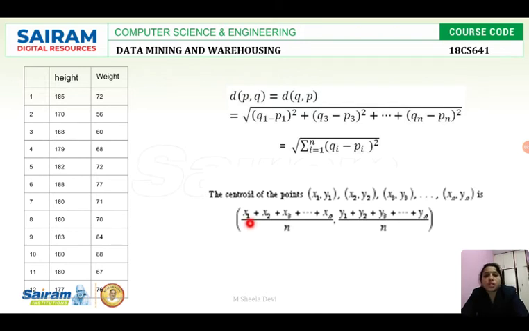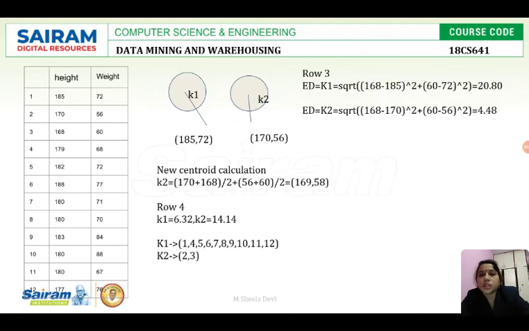Why do we need the centroid? I said the objects can be located in a particular cluster based on the centroid value. If a point is close to the centroid of a particular cluster, called K1, then that object will be placed in K1. If the object is close to the centroid of another cluster, called K2, then it will be placed in K2. This is how the k-means algorithm works. Let us work through some examples so that you can understand easily.